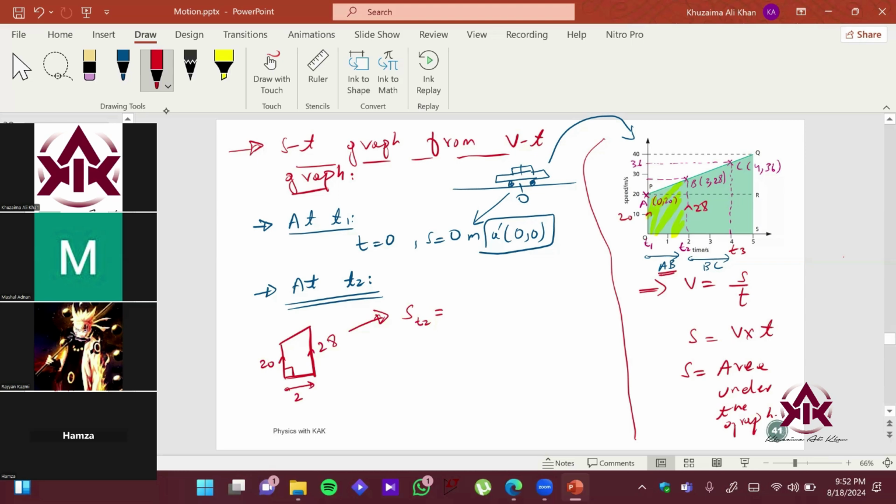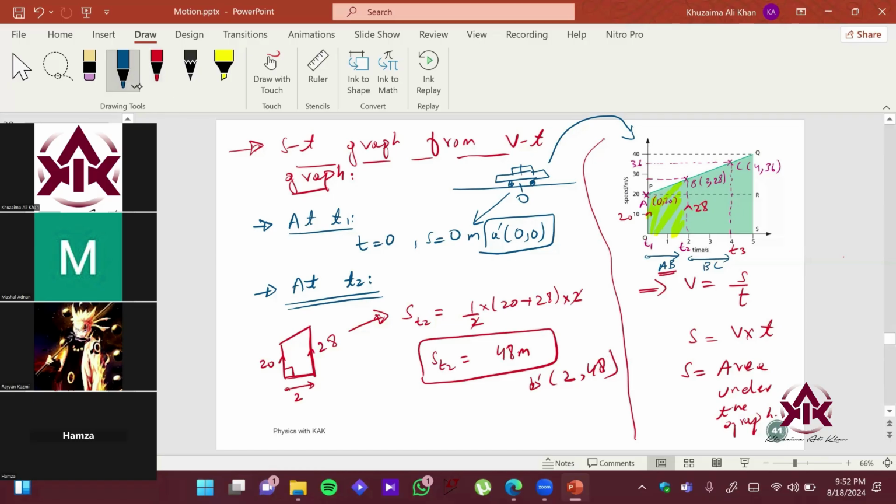So you want to find out the area, basically displacement at T2 will be area under this graph of trapezium, right? इसका formula होता है half into sum of parallel sides into basically the height, right? 2. This 2 and 2 cancels out. So your displacement at T2 is 20 plus 28 is 48 meter, right? So your second point B bar is going to be at 2 seconds, it is at 48, right? So now let's solve it out at T3.